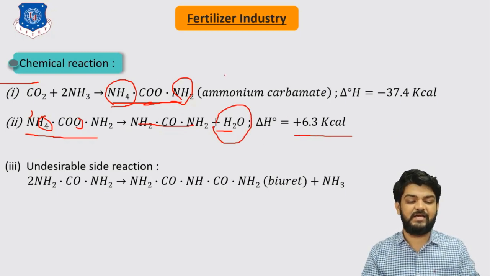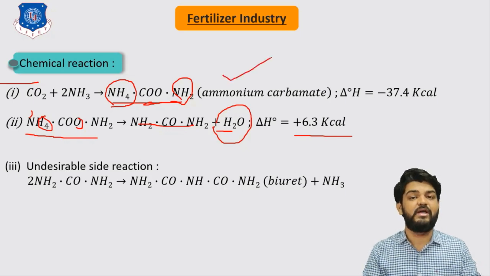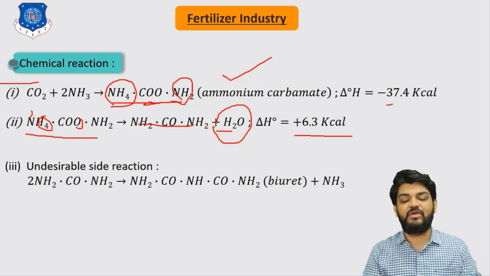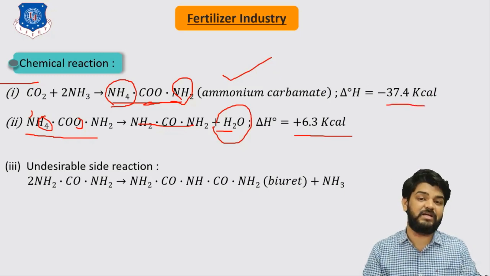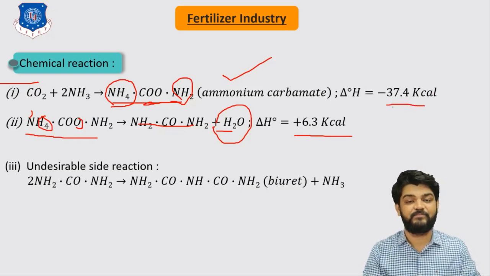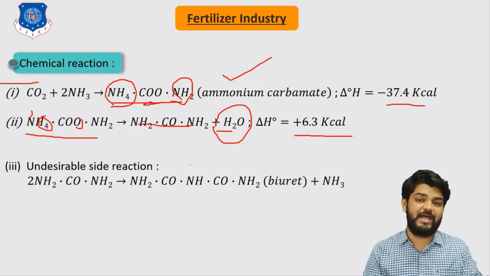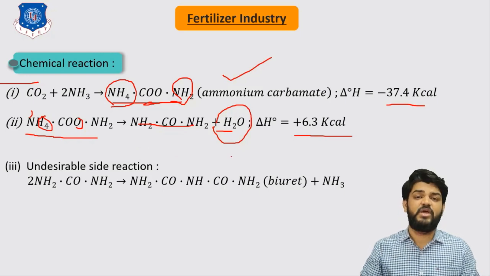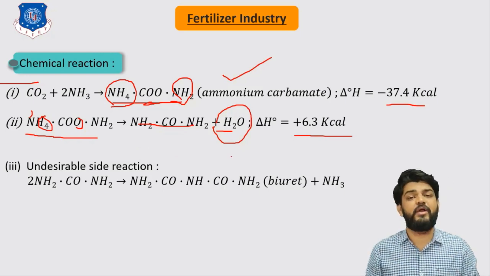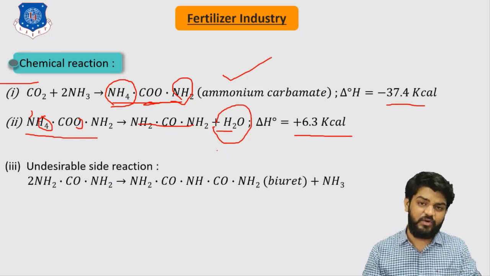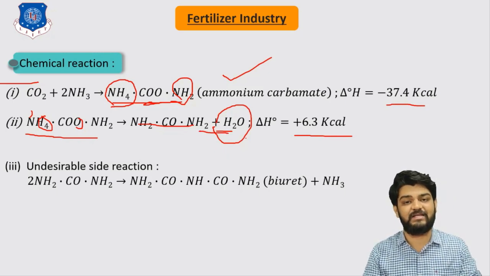As you can see here, the first reaction, which is your reaction between ammonia and carbon dioxide, is exothermic with a heat of reaction of around minus 37.4 kilocalories. While the second reaction, the decomposition of ammonium carbamate, is an endothermic reaction, which means we have to apply heat in order to carry out the reaction.